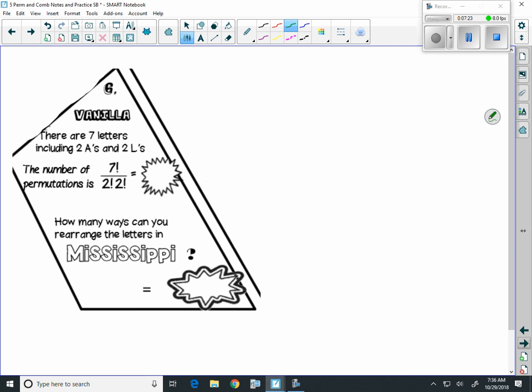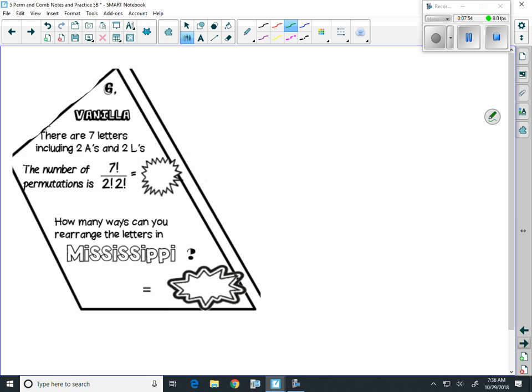Okay, there's 7 factorial. Then you divide it by the letters that are repeated. So A is repeated 2 times. With me on that? L is repeated 2 times. So whatever repetitions you have, you do that on the bottom with a factorial. So 7 is our normal, because we have 7 letters, divided by, A is twice, so that's 2 factorial, and then L, twice, 2 factorial.